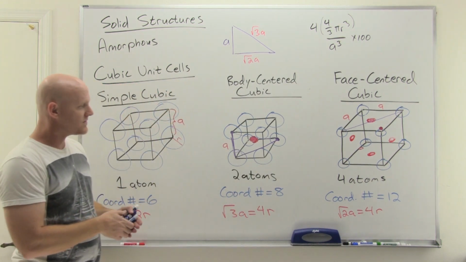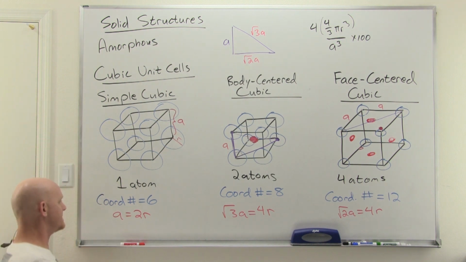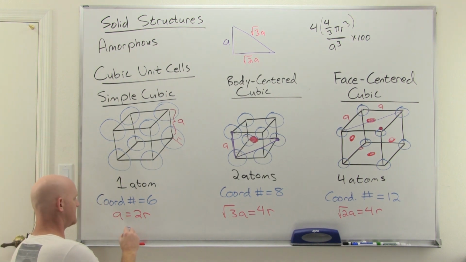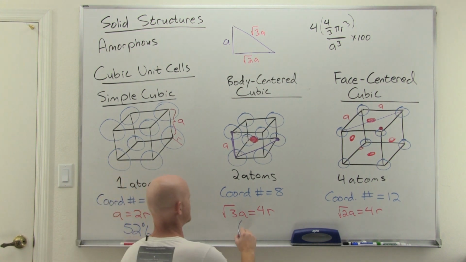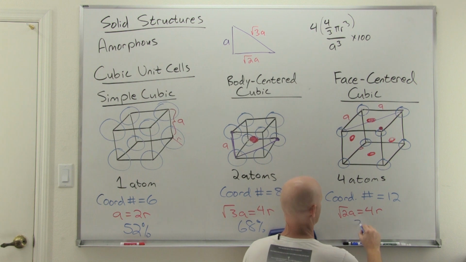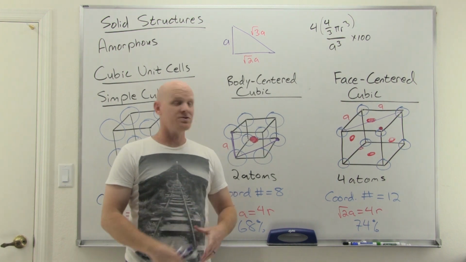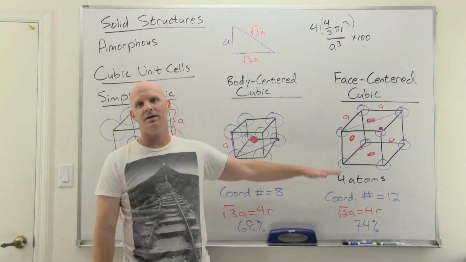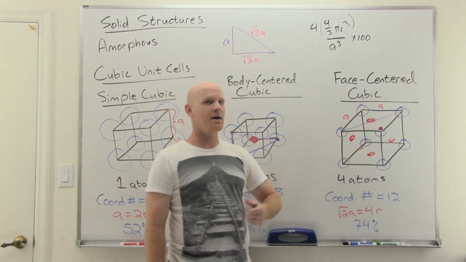But when you actually take the time to do this, if you've got your study guide in front of you, you can see that you go from 52% packing efficiency here, to 68% for the body-centered cubic, up to a maximum here of 74% for the face-centered cubic. You don't have to know those numbers, but you should have in your mind that the face-centered cubic has the greatest packing efficiency, has the least amount of empty space inside.